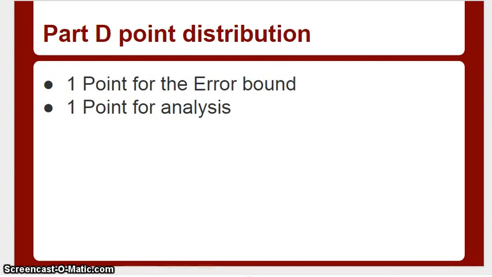Okay, so let's take a look at the part D point distribution. You will get 1 point for the error bound and 1 point for the analysis.